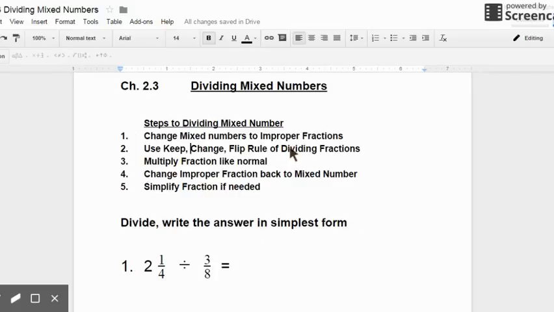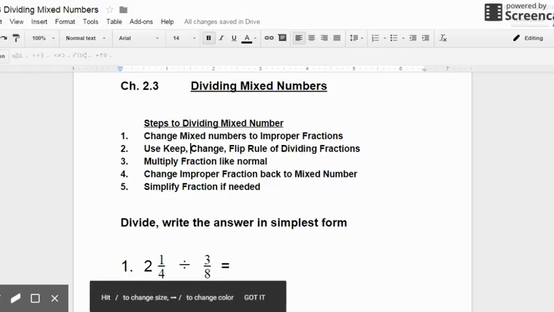Dividing mixed numbers is very similar to multiplying mixed numbers, where the first thing we always want to do is make the change to an improper fraction. We want to change all those mixed numbers into improper fractions.